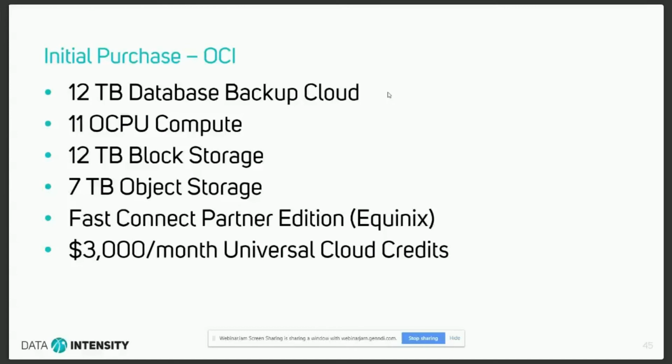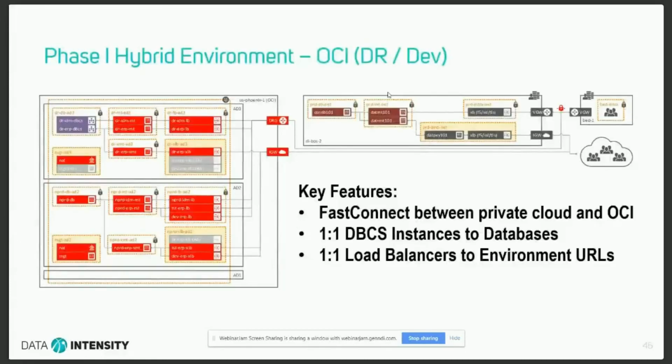Some of the storage was actually converted into file storage after we went through the design phase with them. So again, because it's universal credits, you can mix and match that spend however you want. This initial migration was basically for disaster recovery and the development environment. It was done in Phoenix, and all the deployments happened to Database Cloud Service.